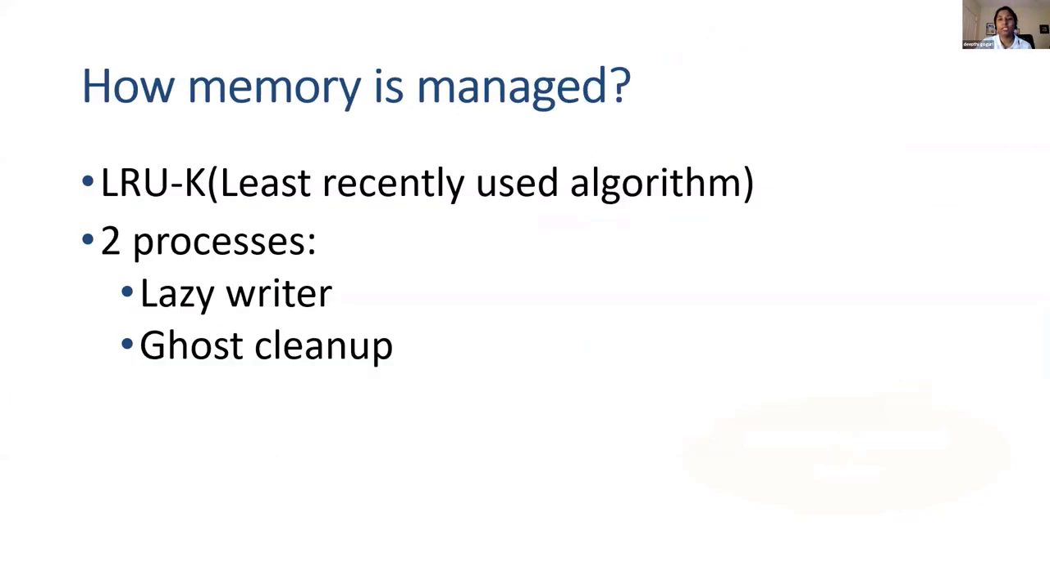So how is memory managed? There is something known as the least recently used algorithm, the LRU-K algorithm. The K is for the complexity of the code we are storing in that memory. So what is this LRU? Anything that is stored in memory, if it stays there for a longer time, is likely to be discarded first.